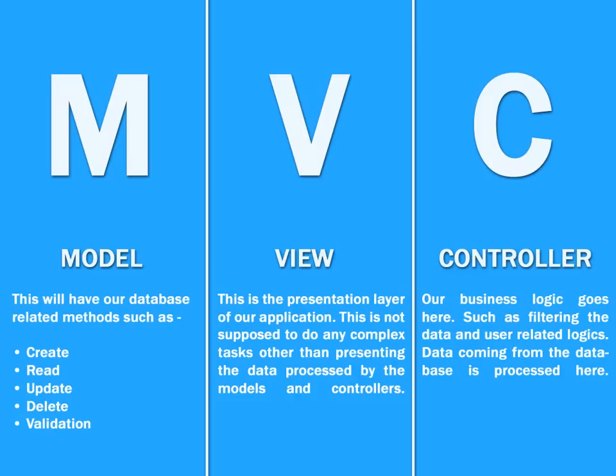CakePHP works on MVC structure, in which M stands for model, and this contains our basic methods like to create, read, update, and delete data. Whereas views are supposed to be terms, they do nothing but simply present the data coming out from model and controllers. And simply C is for controller.